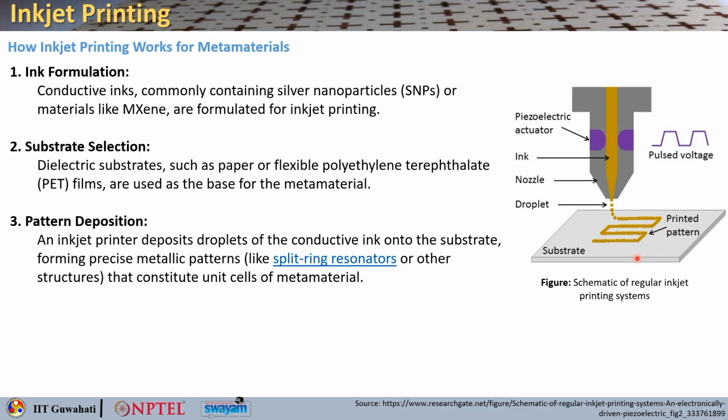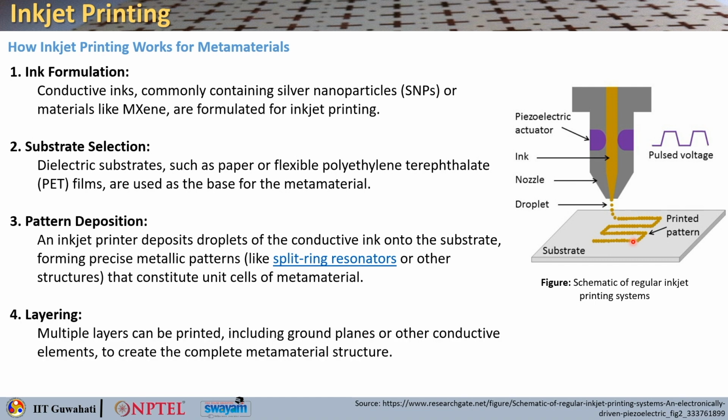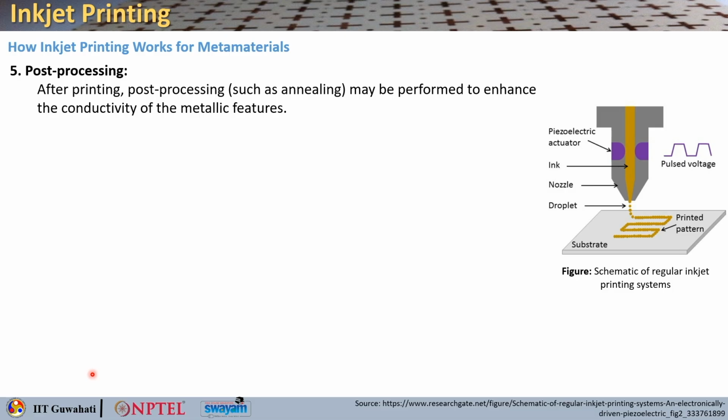And the third step would be the pattern deposition. Here the inkjet printer deposits the droplets of the conductive ink on your substrate, forming a precise metallic pattern, just like here you can see, or you can do any split ring resonators or any other structures that constitute unit cells of the metamaterial. And next, you can also think of layering, that means multiple layers can be printed, including ground planes or other conductive elements that can create a complete metamaterial structure.